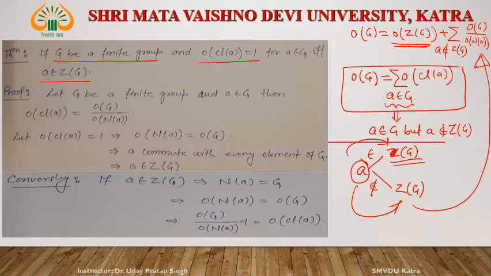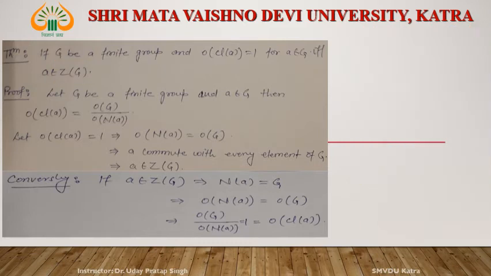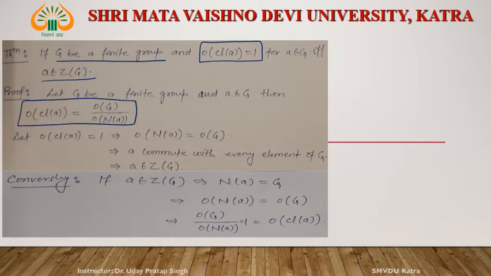Now see the proof of this theorem. G is a finite group, and we have to show that the order of the conjugate class of A is 1 if and only if A belongs to ZG. We already know this result: the order of the conjugate class of A is equal to the order of G divided by the order of NA. Suppose the order of CLA is 1. Then 1 is equal to the order of G by the order of NA.